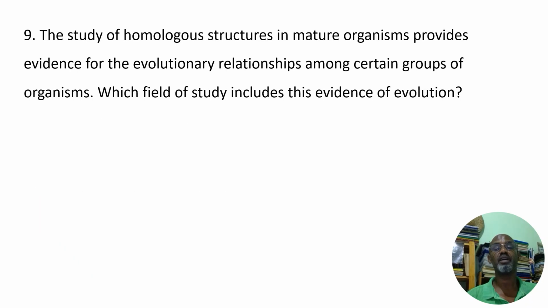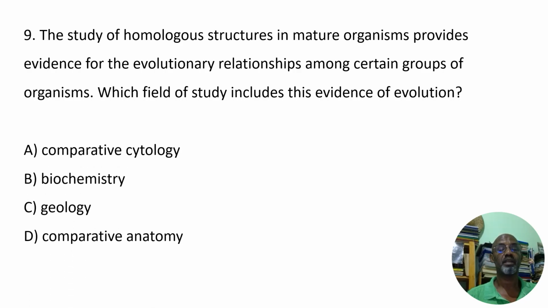Question 9. The study of homologous structures in mature organisms provides evidence for the evolutionary relationship among certain groups of organisms. Which field of study includes this evidence of evolution? Homologous structures, very simple. Comparative cytology, biochemistry, geology, comparative anatomy. Definitely the answer is comparative anatomy.